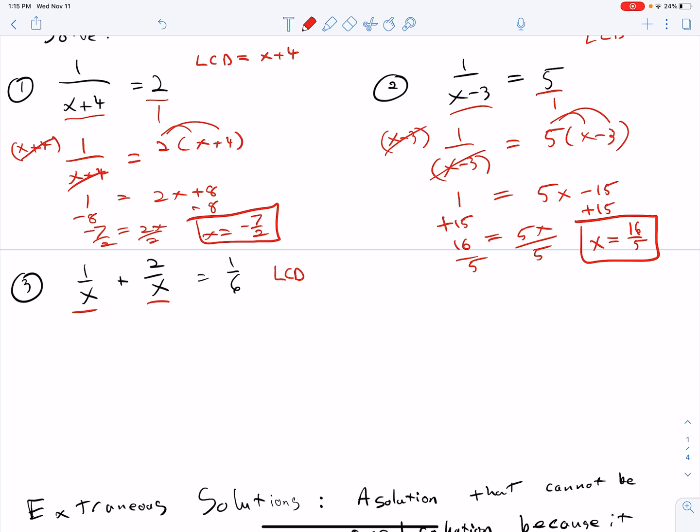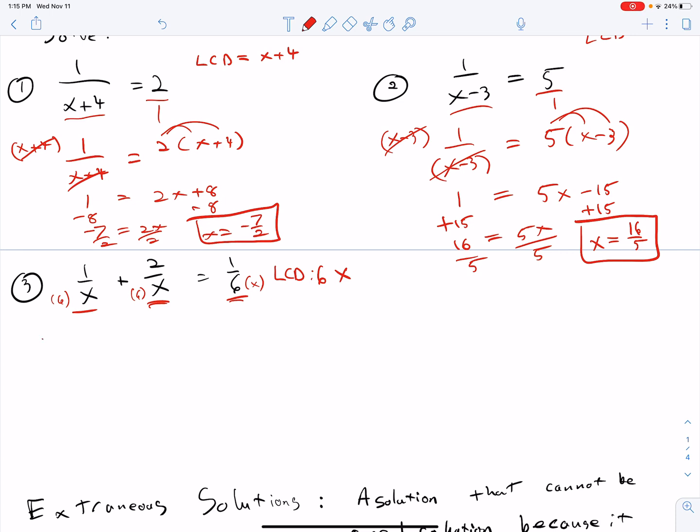So we know we're going to have an x. Now on the right-hand side, we have a 6. So in this case, we have to have a 6 and an x, right? Because this one is missing a 6, and this one's missing an x. So that way, all of them would be 6x. So our least common denominator is 6x.